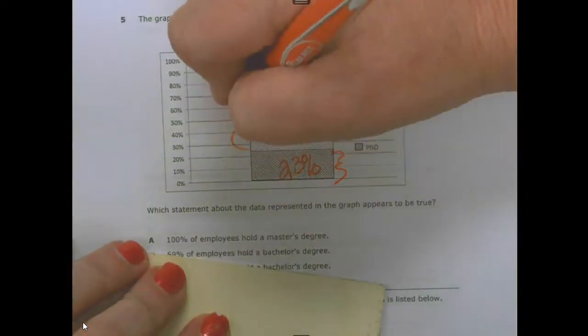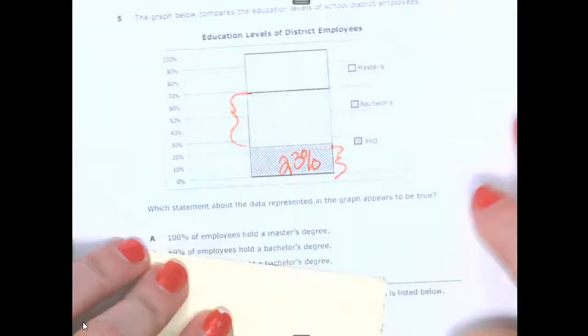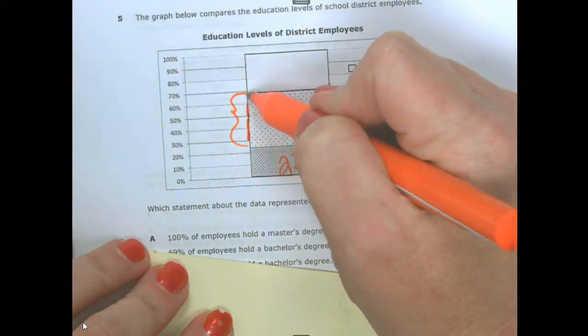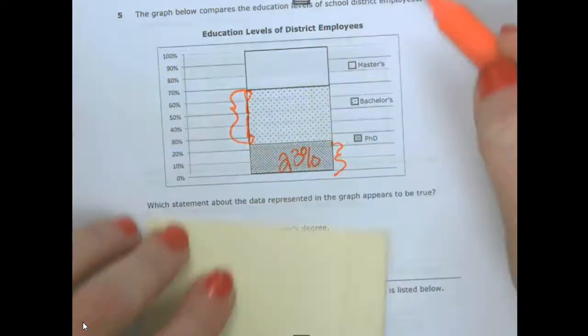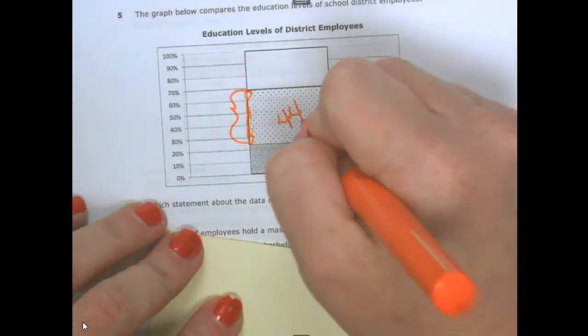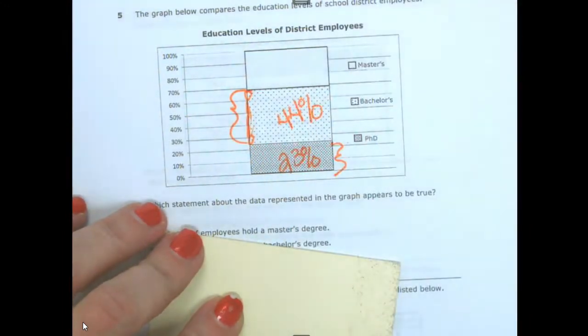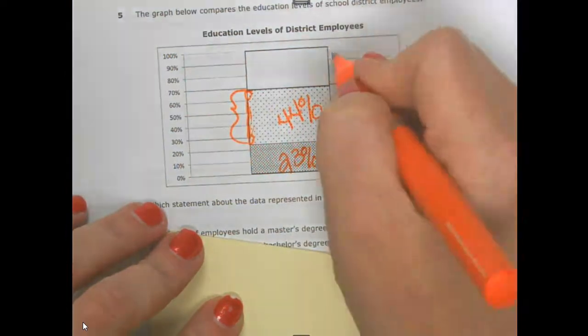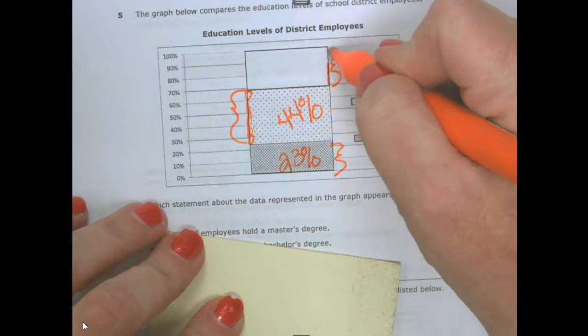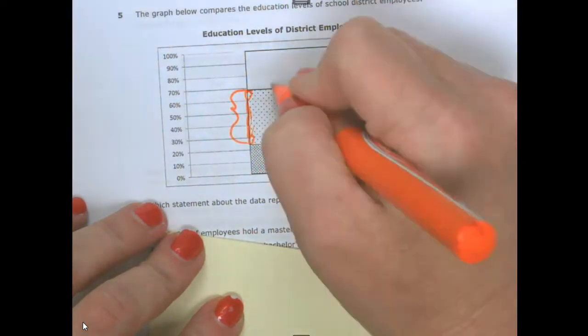The bachelor's is in this section. This is 10, 20, 30, a little bit here and a little bit here. So I'm going to say it is about 44%. And then from here to here is 10, 20, and about 7, so about 27%.